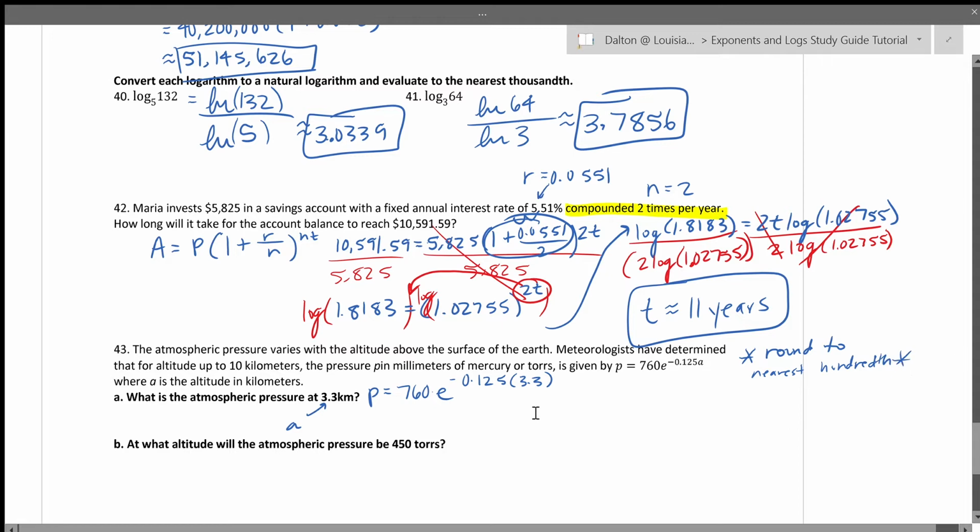So if you type this in your calculator, again, you could simplify the exponent first and then raise e to that power, multiply it times 760, or just type it all in. Either way, you should end up with the pressure of approximately 503.11 torrs or millimeters of mercury.